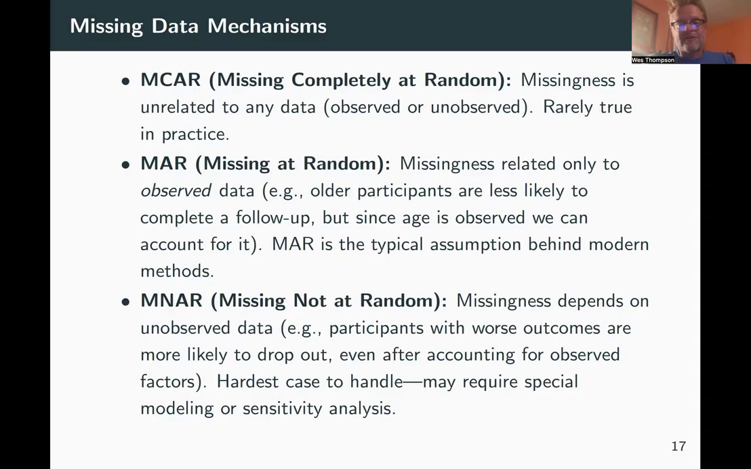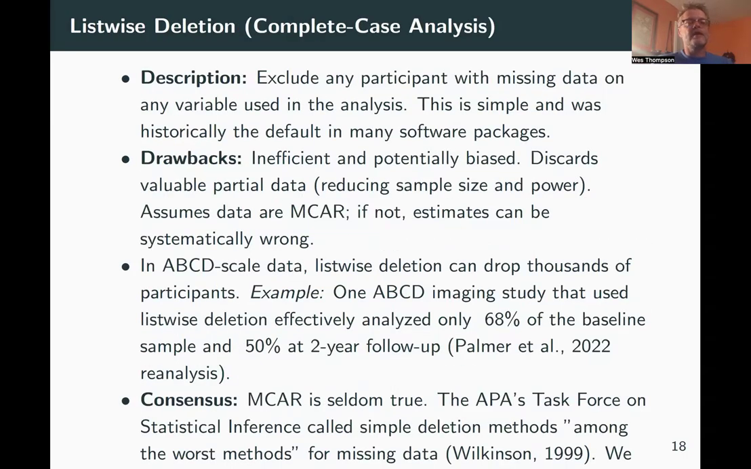The methods that I go over in the rest of this section are essentially assuming missing at random. So missing dependent on the covariates you include in your model, they're missing at random. Okay, so what are different ways of handling missingness?